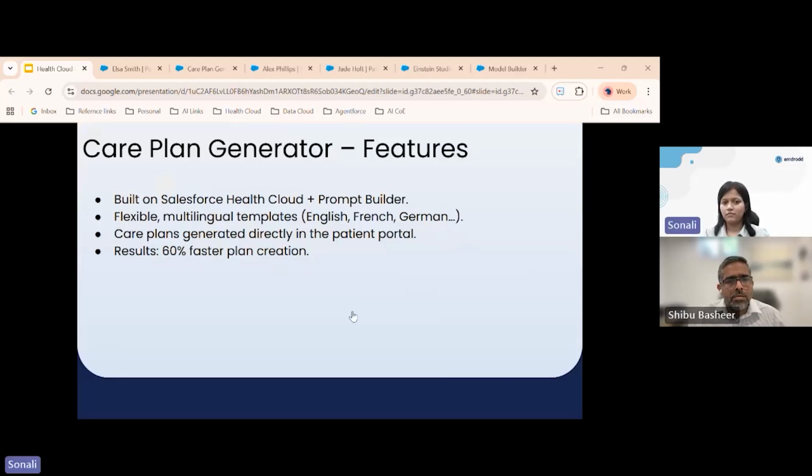As a result, doctors create these plans about 60% faster, and patients can receive guidance which is more clear, accessible, and personalized for them. So that's how, from the technical perspective, it brings the features.